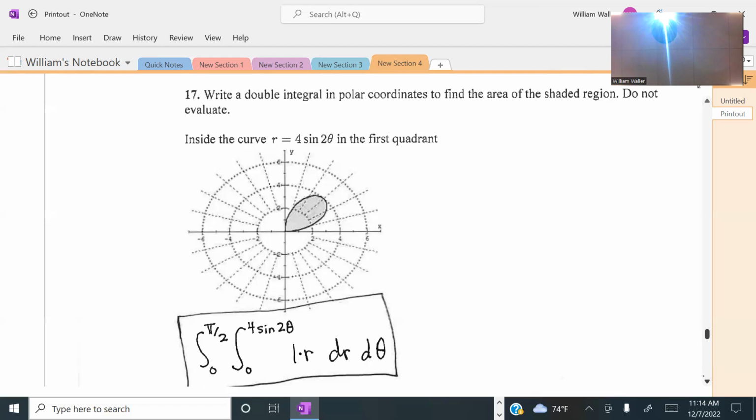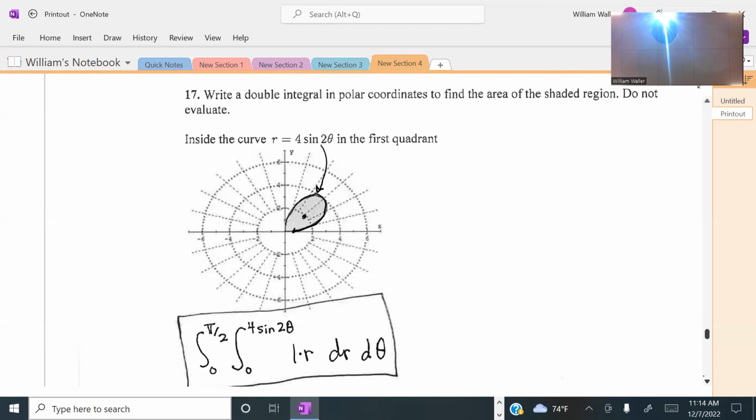Fortunately, we know the formula for this curve. If we didn't know the formula for that curve, we'd obviously be in trouble. But the formula for that curve is r equals 4 sine 2 theta. That helps us a lot. Points that lie exactly on this curve match this equation, so their r value is going to be exactly 4 times the sine of 2 theta.